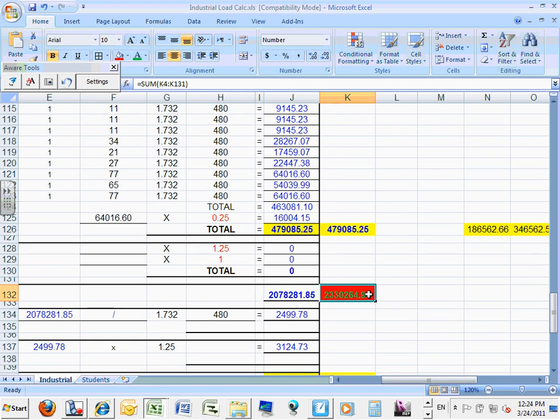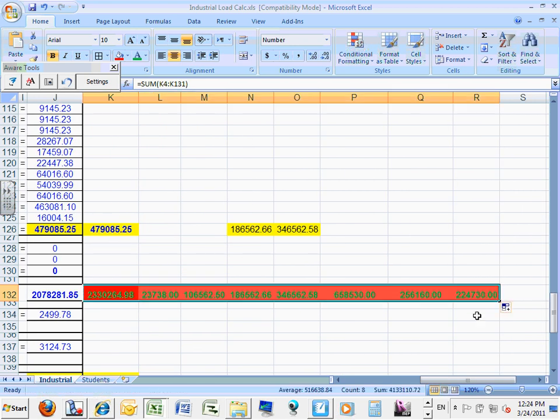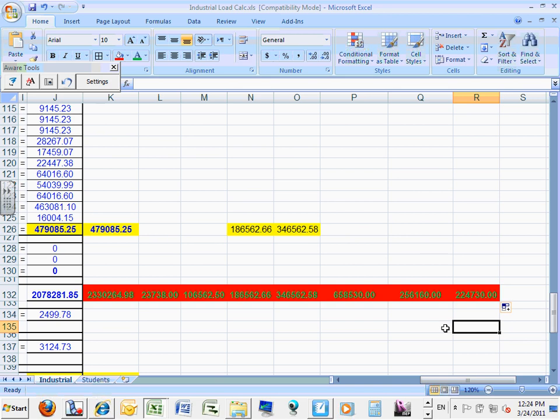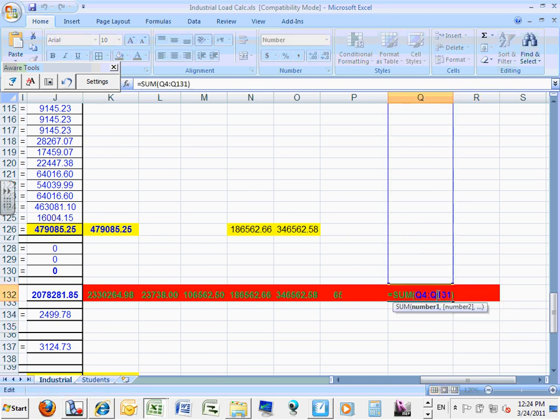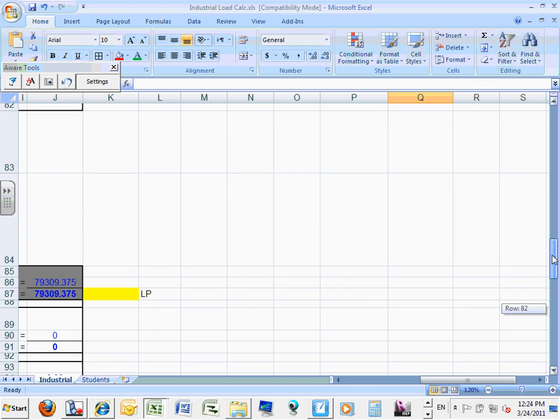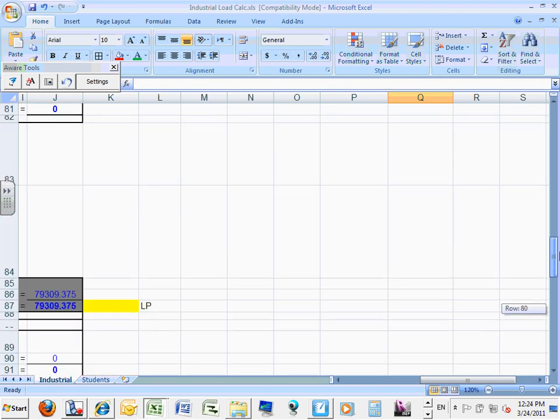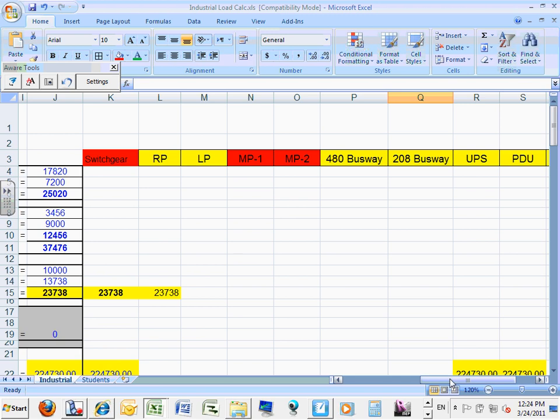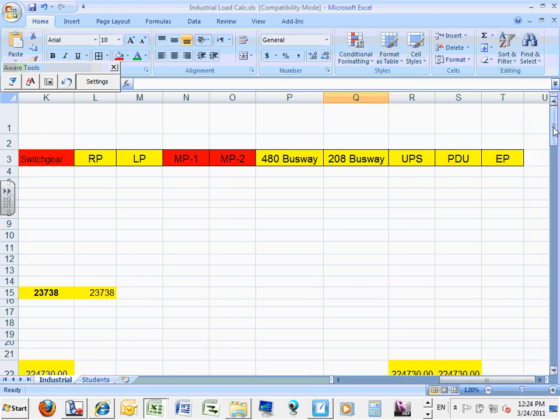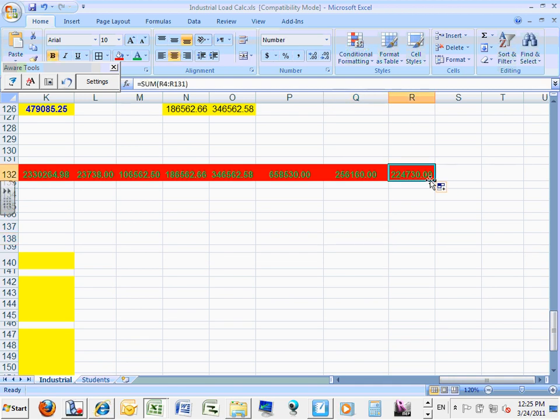So this math, can you guys see this math? Drag this math across to all these panels that you installed. So now it adds some of this. Yeah, do we have anything in here? Anything that has some value, it will add it. Do we have anything on this, PDUs? Yeah.